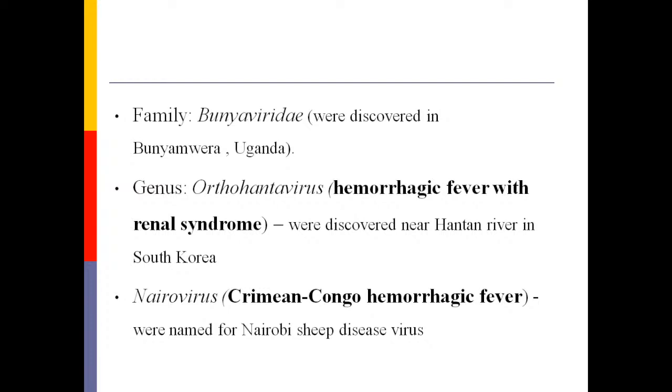That was named for Nairobi sheep disease virus. Nairobi sheep disease virus resembled this disease, but then this virus was isolated and studied, and that's why it was identified as another genus. But it resembled Nairobi sheep disease. That's why Nairovirus.